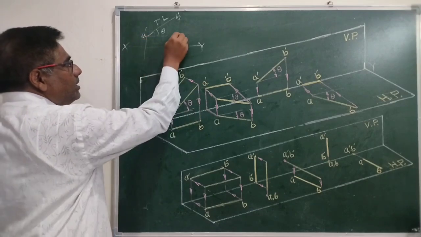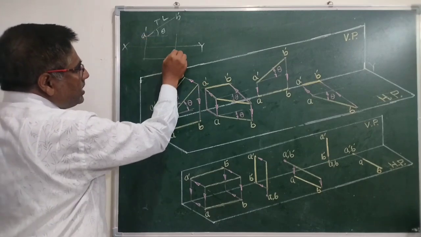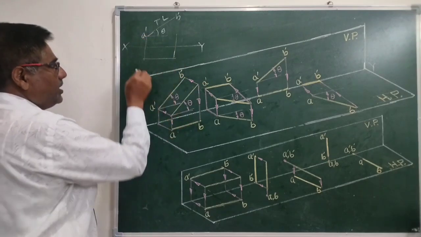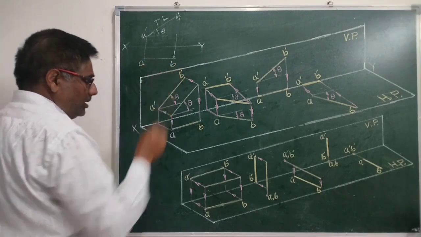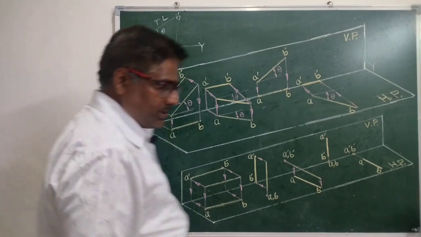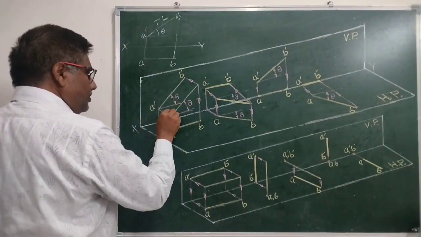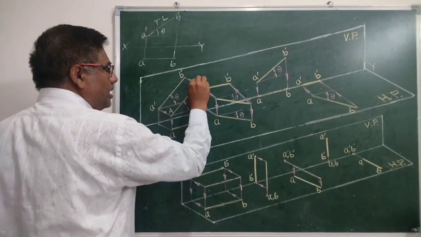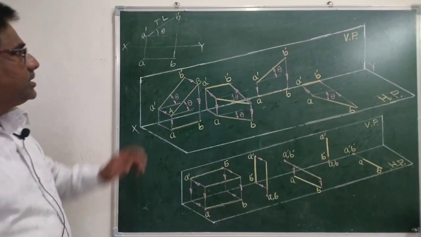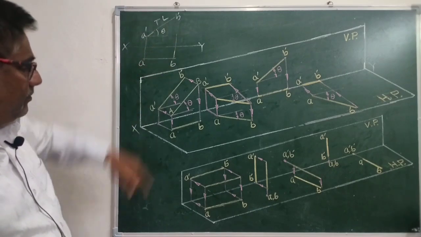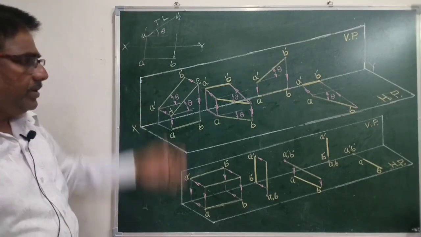And what about top view? Top view will be horizontal, that is parallel to XY, and it will be below XY. A, B. And original line is what? Original line is capital AB. What was this case? Line inclined to HP and parallel to VP.